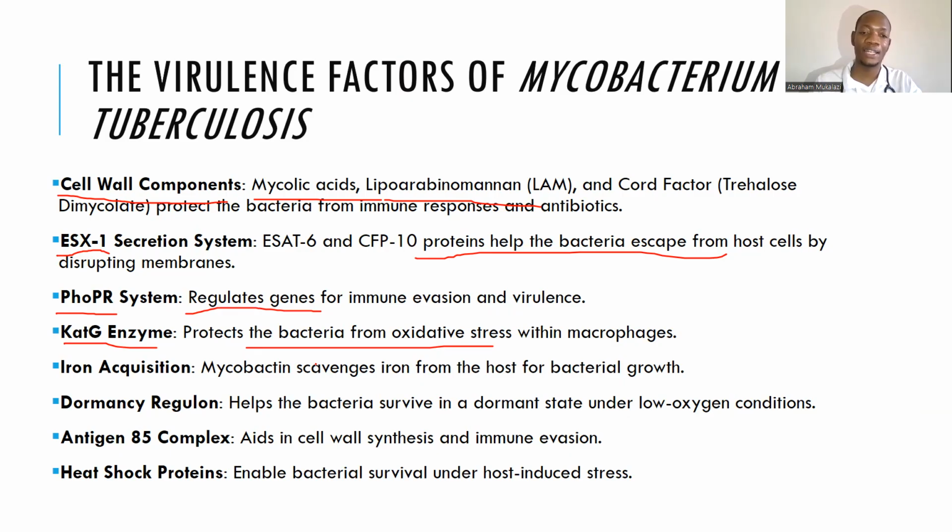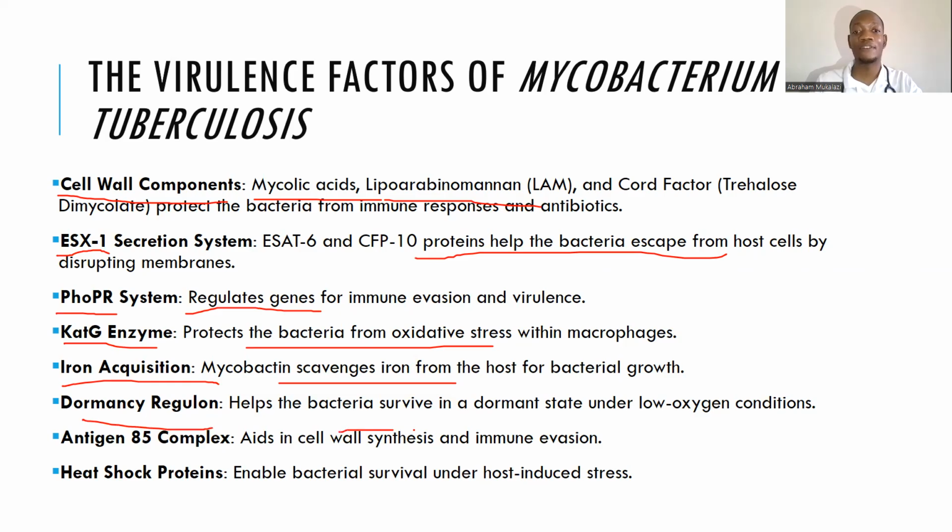We know that after the bacteria is taken up by the macrophages, usually the macrophage will attach that phagosome with the lysosome such that the bacteria is destroyed. But now, in this case, the bacteria has protective enzymes that are able to break down the hydrogen peroxide and the nitric oxide that is within these phagosomes. Then iron acquisition: the bacteria is able to scavenge iron from the host cells, and this usually allows it to flourish. Then we have dormancy regulation.